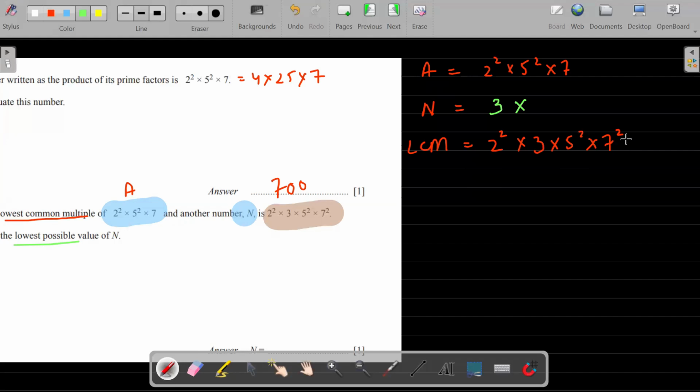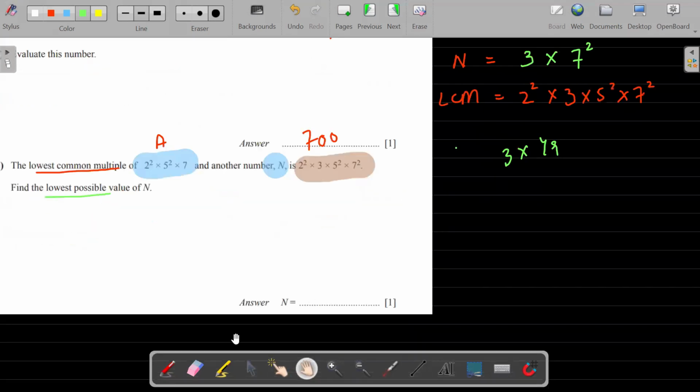I'm not going to pick it up. 7 square is not present over here, it's only 7. So I will consider this as 7 square. Now let's evaluate it. Let's multiply it: 3 times 7 square is 49, and 49 times 3 is going to be 147. So 147 is my answer for n, the lowest possible value.